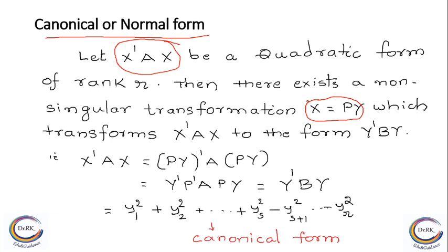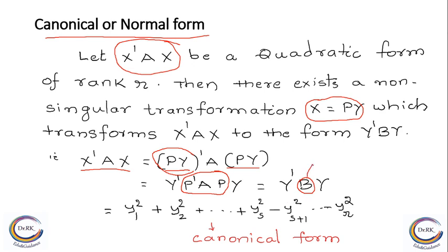Suppose we take this transformation. Then x transpose Ax, where x is replaced by Py, and we know (AB) whole transpose equals B transpose A transpose. So this becomes y transpose P transpose A P y. Now suppose we take P transpose AP as some matrix B, because it is a matrix. So we are converting x transpose Ax into some other y transpose By.